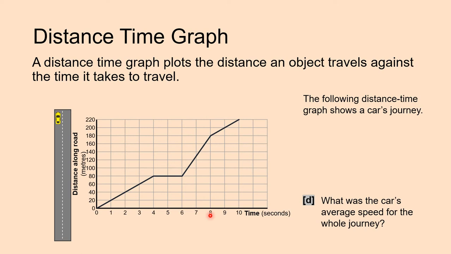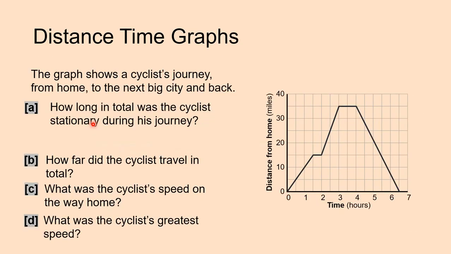Last question, what was the car's average speed for the whole journey? So we need the total time, which is 10 seconds, and the total distance, which is 220 metres. So we do 220 metres divided by 10 seconds to get 22 metres per second.